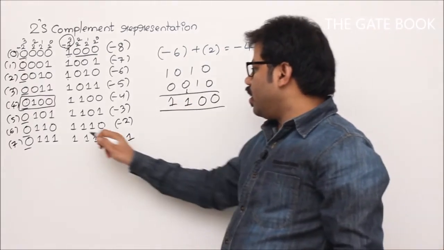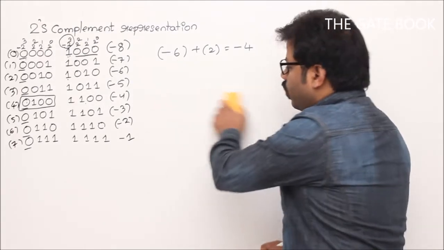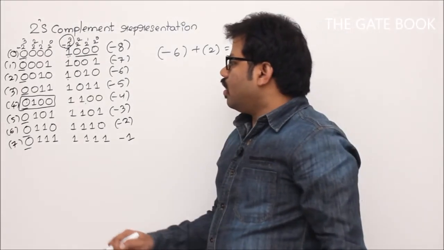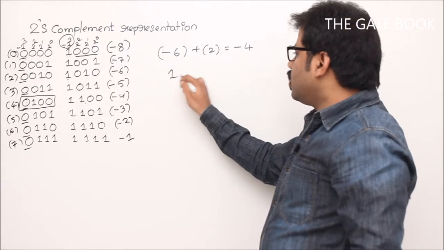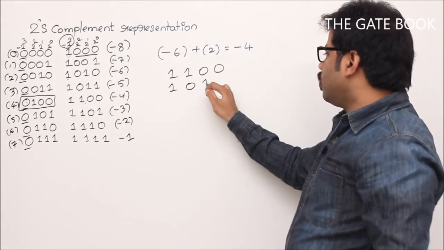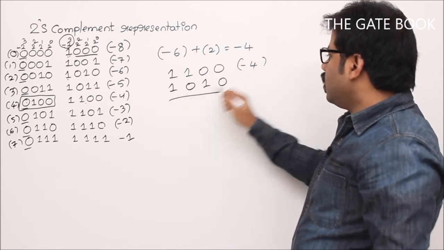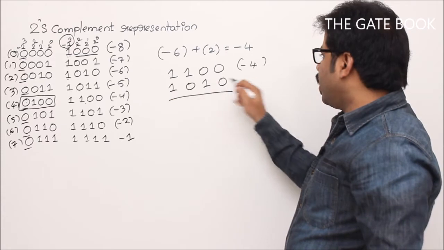So it would be this one, minus 4. Perfect. So it's working. Correct. Now one more example we'll see. Let me take 1 1 0 0, whatever it is randomly, 1 0 1 0. What is this? 1 0 1 1 0 0? Minus 4. Correct. This is minus 8 plus 2, minus 6.